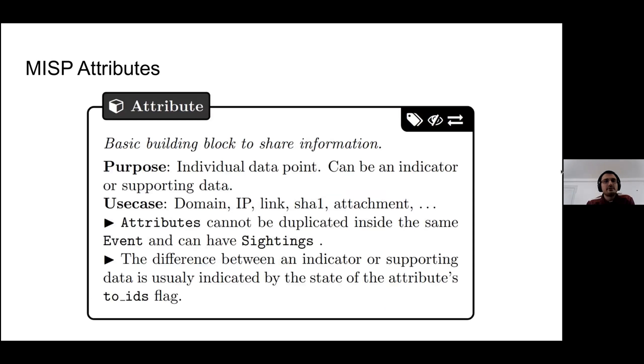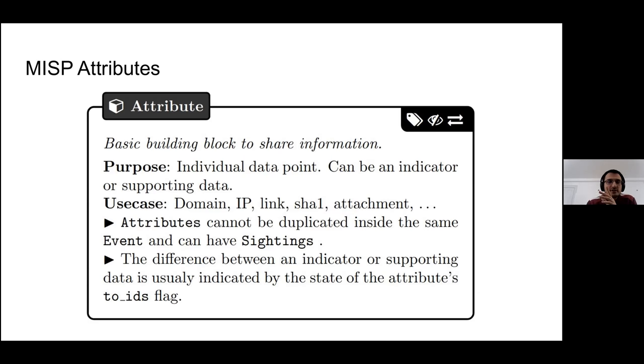And we'll start with attributes. So attributes, they are really the most basic building blocks that we have in MISP. They just hold the raw information. So you see in the use cases point, you have an example about domain, IP, link, SHA-1, attachment, and so on. So all of these, like truly the data that you will use, is stored as an attribute.